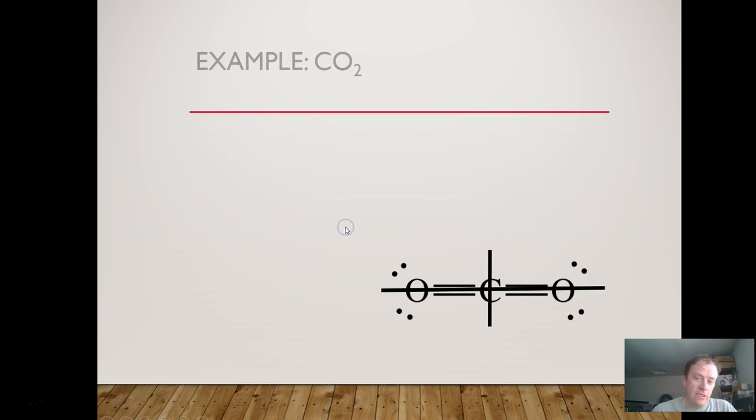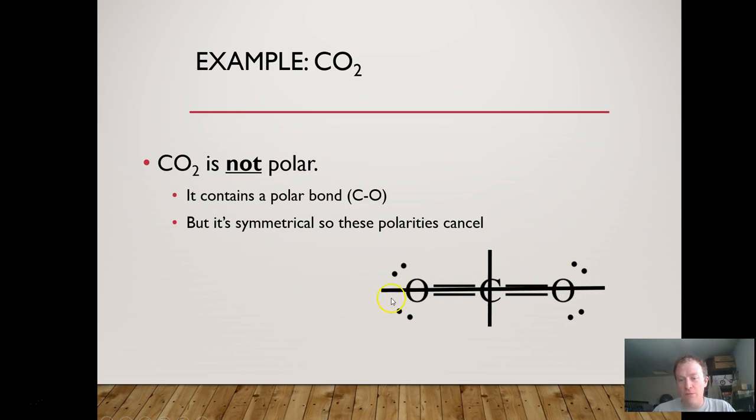Let's look at another example, CO2. Now again, this shows the importance of drawing our Lewis structures properly. This is the properly drawn Lewis structure for CO2. CO2 is nonpolar. It meets one of the requirements, but not the other. It has polar bonds. The carbon-oxygen bond is a polar bond.